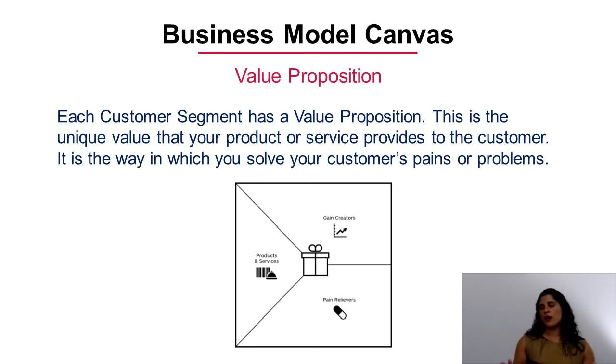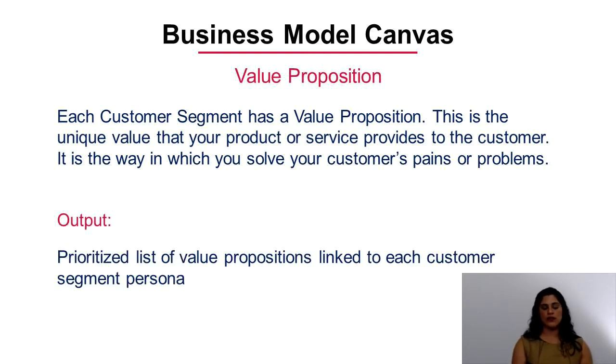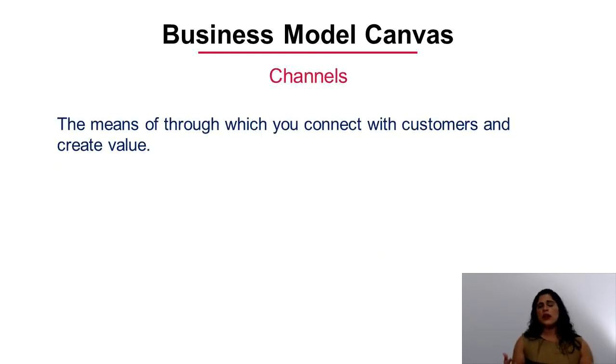There are a lot of ways that you can build a value proposition statement. This is a really easy one: we do X, we help X do Y by Z. If you can fill in these blanks, that can get you started on thinking about what your value propositions are. So the output of this is that you'd have a prioritized list of multiple value propositions that tie to each customer segment. From there, we talk about channels.